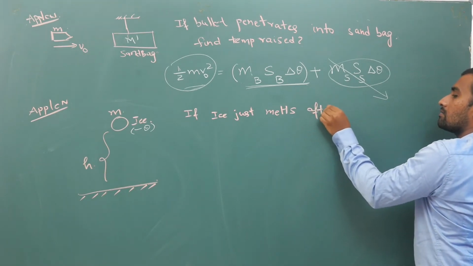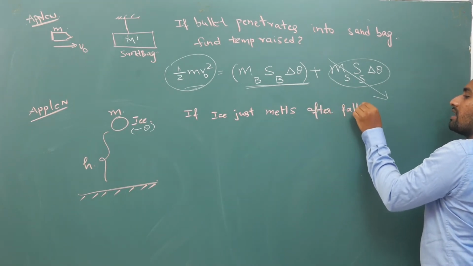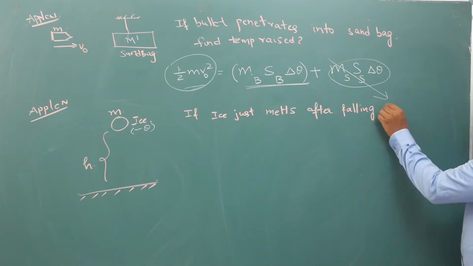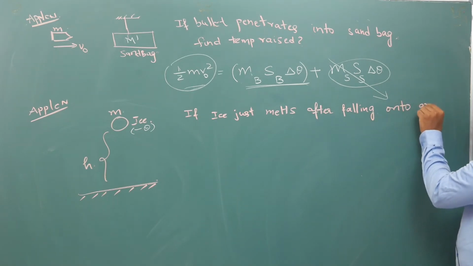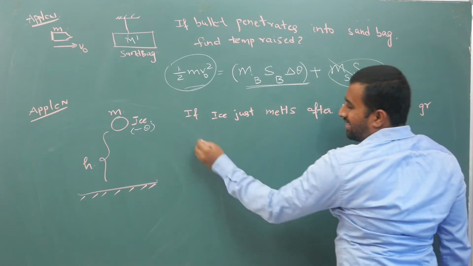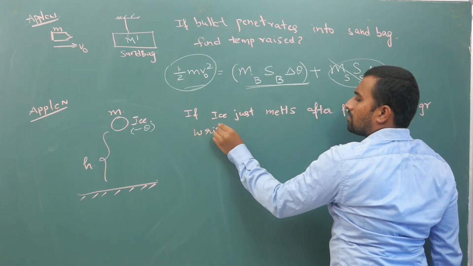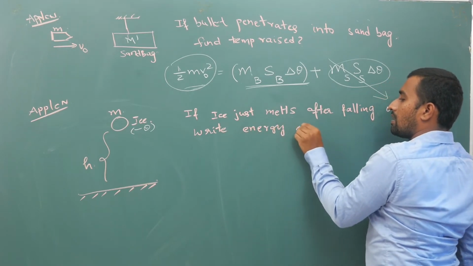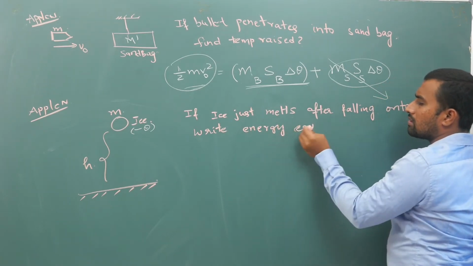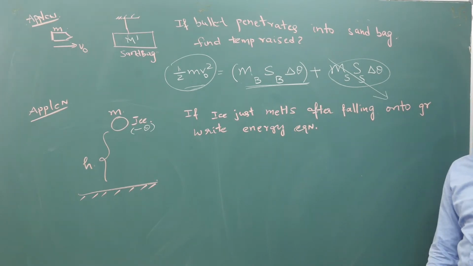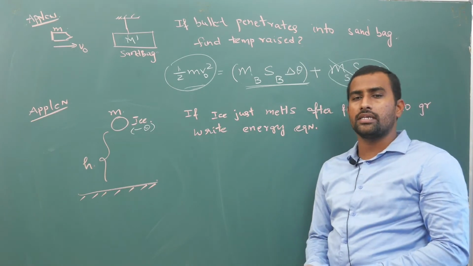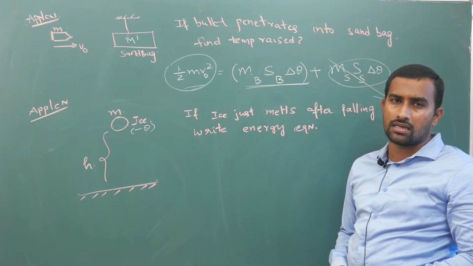after falling, he will give you values in the question, but I am just keeping it simple. If ice just melts after falling onto the ground, write the energy equation like this. Now I am not looking into the book. In the book he will give you values: latent heat of fusion is this much, mass of ice is this much, specific heat of ice is so and so, height is some 10 meters, something like that.